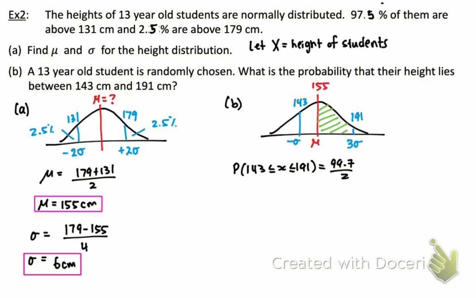Then we're going to look to the left of the curve. So what percentage of data points fall within 1 standard deviation of the mean? That is going to be 68%. So we take 68, divide by 2, that gives us 34 to get what's on the left of the curve. Add those two together and we get a probability of 83.85%.